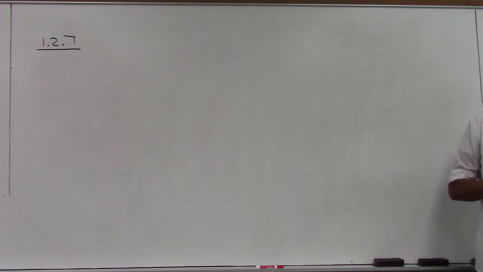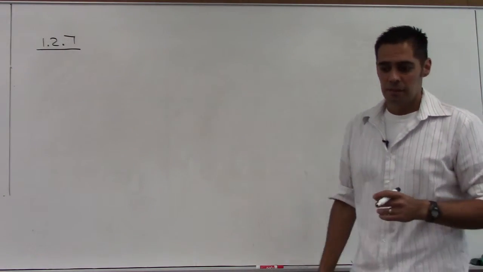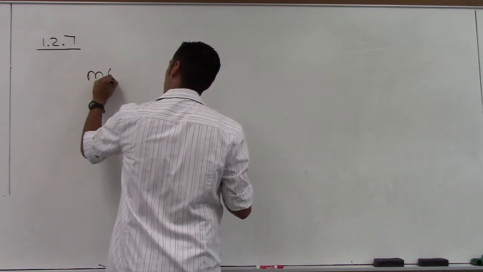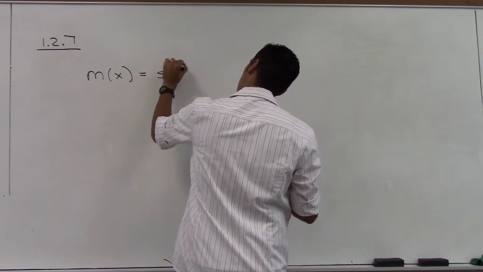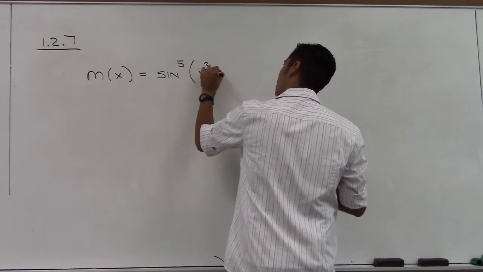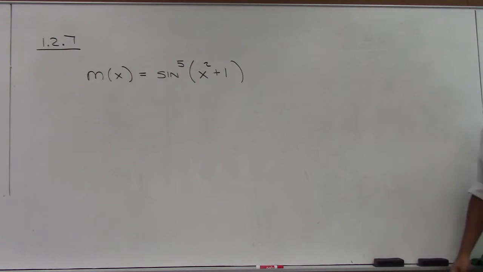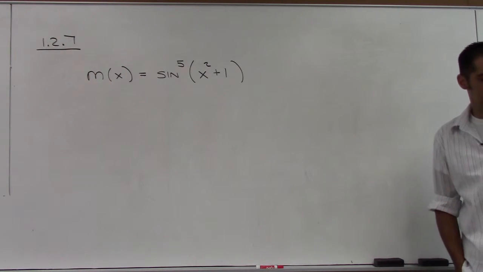Well, in calculus, we're going to have some problems that appear to be very big, and we are going to kind of divide and conquer. So we are going to take something like capital M of x equals sine to the 5th of x squared plus 1. And we are going to be asked to take this kind of ugly looking function and write it.